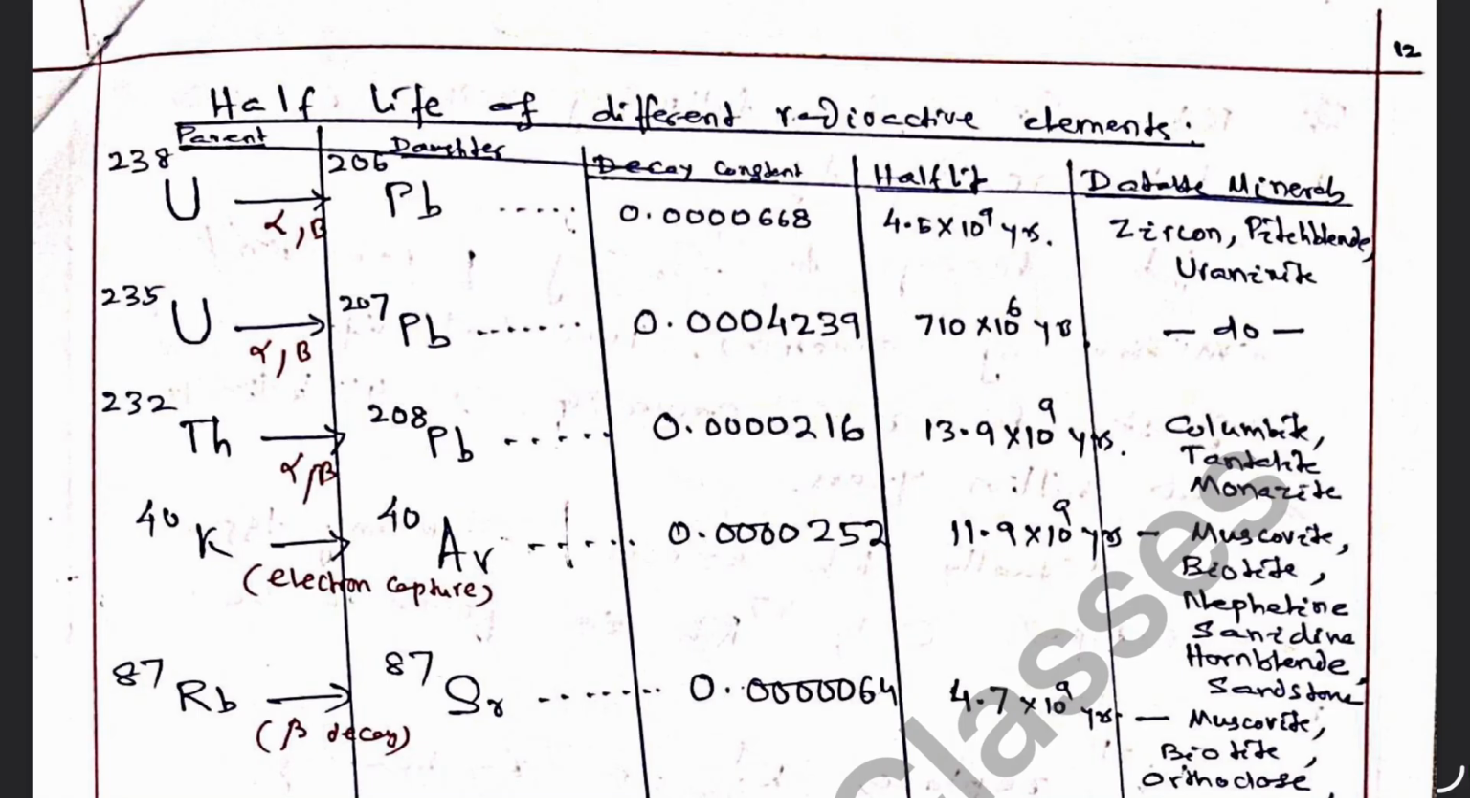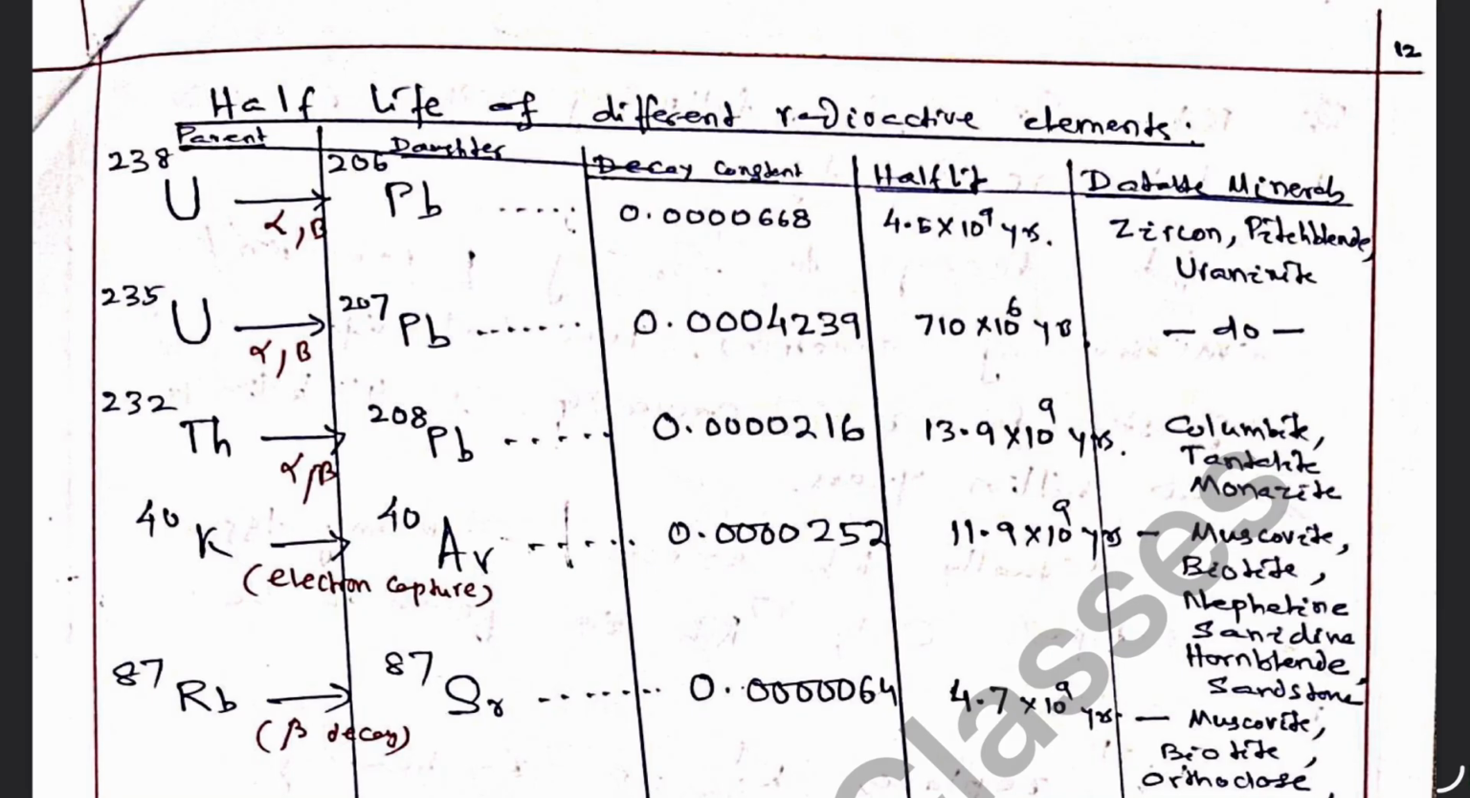In the last two classes I have discussed the age of the earth, particularly the ancient methods of determination of the age of the earth and the modern method of determination of the age of the earth through use of the radioactive elements, the parent elements and their daughter products. I have already discussed the formula by which we can calculate the age.